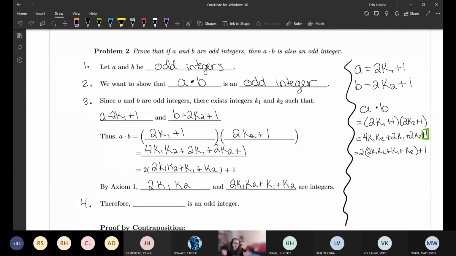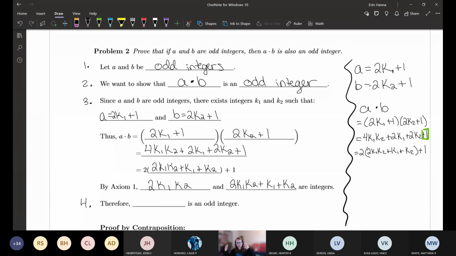That 2k sub 1 times k sub 2 in the front, we would need to explain as an integer because we created that out of the pieces. But since axiom 1 gets us that when we multiply integers together, it's an integer, that'll be fine. And then the last piece is essentially, since all of those 3 pieces of the sum are integers, we can say their entire sum is an integer by axiom 1 as well.